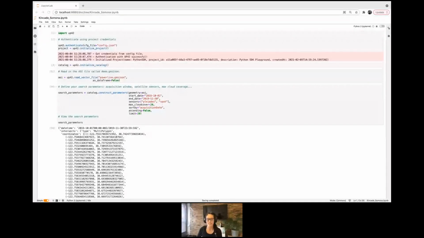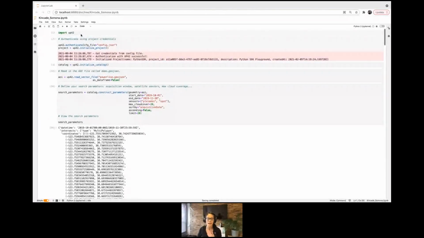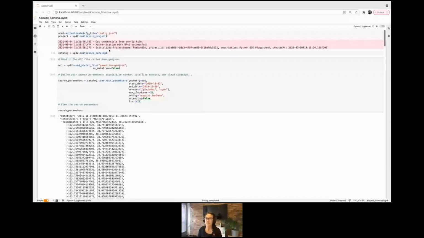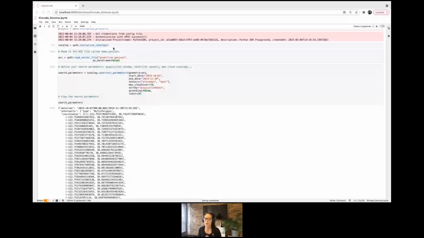So I hope you can all see this. Assuming that we have the UP42 Python package installed, we first start by importing the UP42 library. Then we need to authenticate ourselves through our project ID and project key, both variables which can be found in your project settings in the console. Here I have these credentials stored in a JSON file. Next, we start up the catalog and we read in the AOI file, which in this case is a power line in an area affected by the wildfire. In this case, I have this file labeled as powerline GeoJSON.